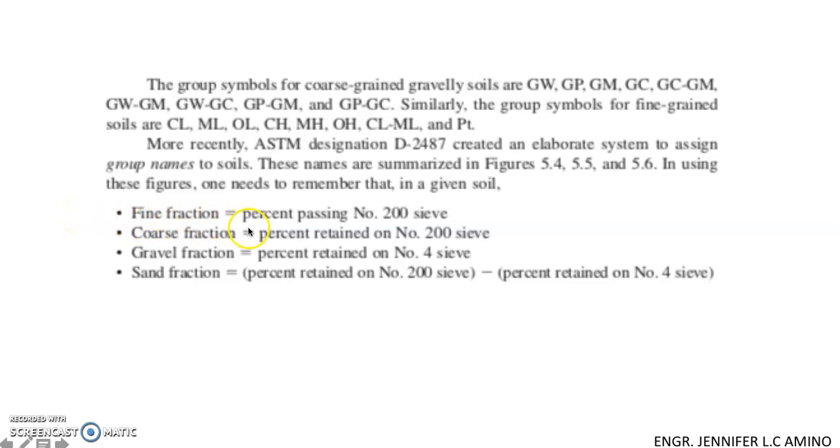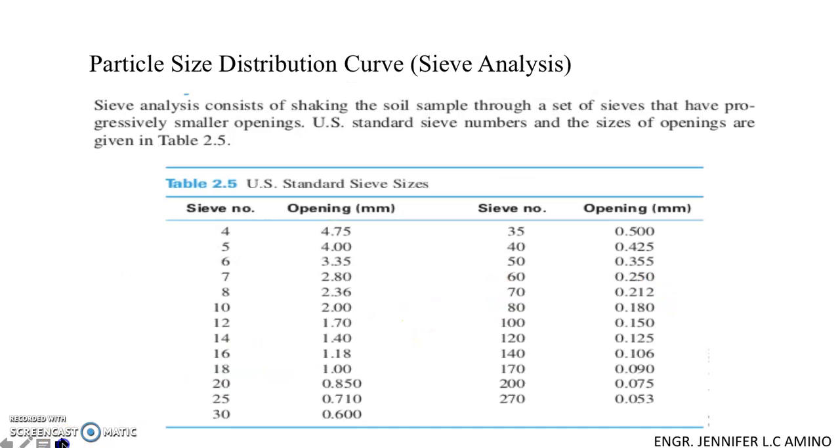You have the fine fraction, the coarse fraction, the gravel fraction, and the sand fraction. The fine fraction is the percent passing the number 200 sieve. The coarse fraction is the percent retained on the number 200 sieve. The gravel fraction is the percent retained on the number 4 sieve. The sand fraction is the percent retained on the number 200 sieve minus the percent retained on the number 4 sieve.